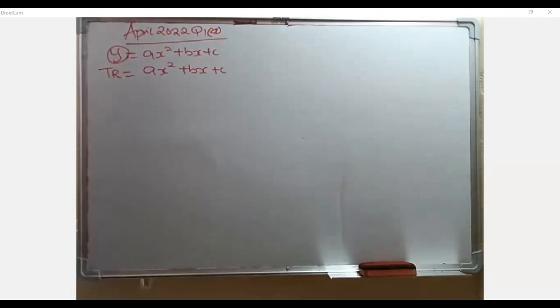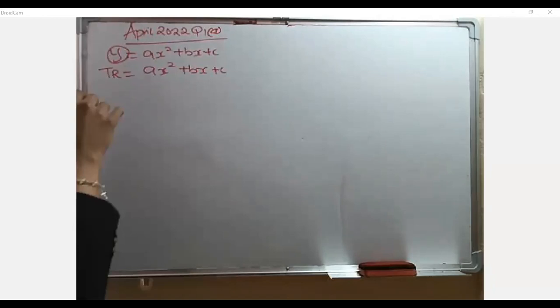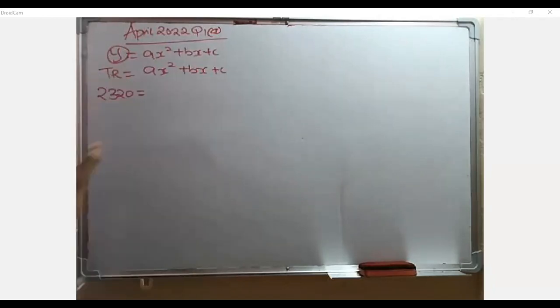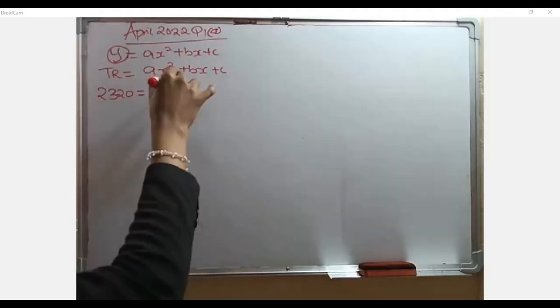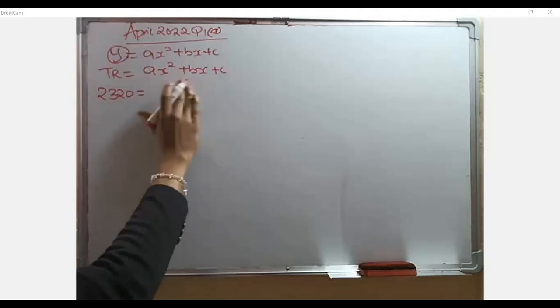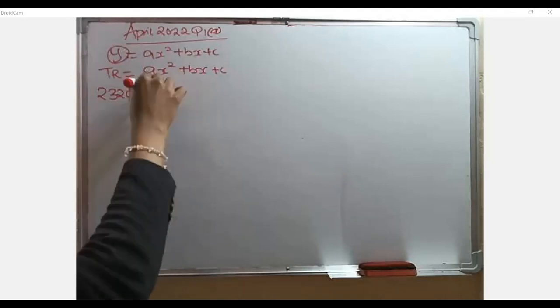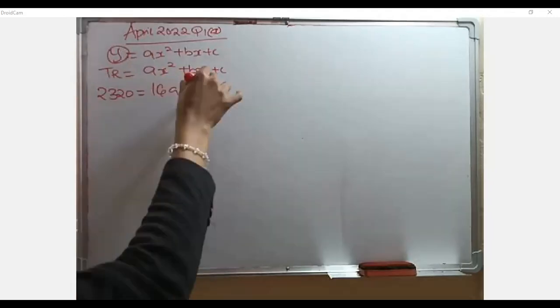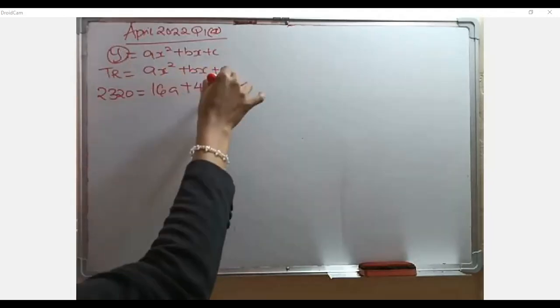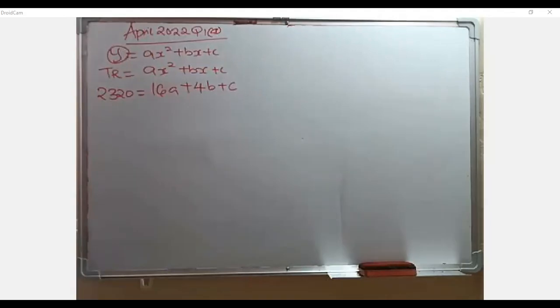The revenue for 2019 is 2320, which equals, where x is the number of units, you can see down there, 4 squared a. So 4 squared is 16a, plus now my x, which is 4b, plus c. The other one with b, right?